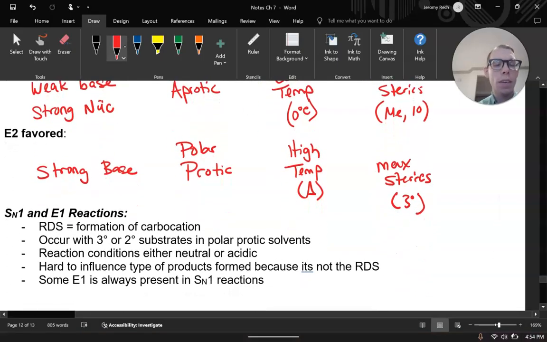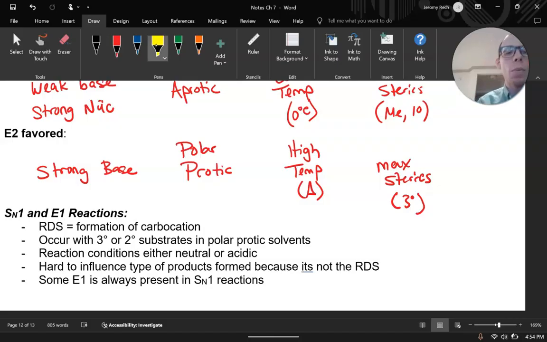Now, in terms of your SN1 and your E1, their rate determining step is the formation of a carbocation. So those are going to have a lot of ties. Those are going to favor heavily substituted substrates, so your secondary and your tertiary, especially in your polar protic solvents. Because you don't want E2 to happen, E2 happens in basic conditions. Most of the time, if you're trying to do SN1 or E1, you're going to favor neutral or acidic conditions. You're normally going to have both a mixture of SN1 and E1.